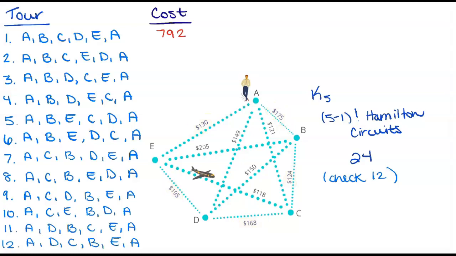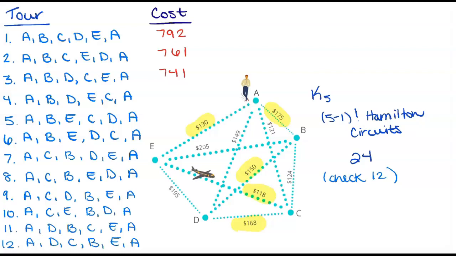Starting again with points A, B, and C, then traveling from C to E for $118, E to D for $195, and D back to A for $149. This route has a total cost of $761. Our third route begins with A, B, and D, so far with costs of $175 and $150. From D, we go to C for $168, C to E for $118, and back to A for $130. That means the cost of this route is $741, which is our best so far.